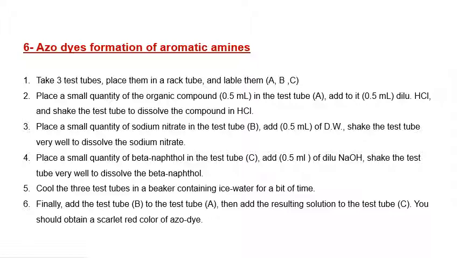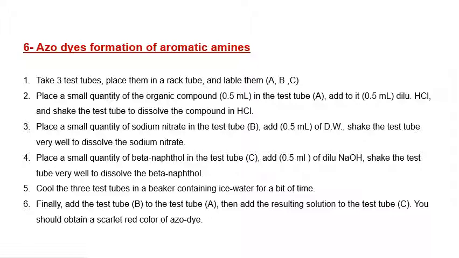Fourth is to place a small quantity of beta-naphthol in test tube C and add 0.5 ml of dilute NaOH, sodium hydroxide, and shake the test tube very well to dissolve the beta-naphthol. Fifth is to cool the 3 test tubes in a beaker containing ice water for a bit of time. So we need to create an ice bath in order to get the reaction done.